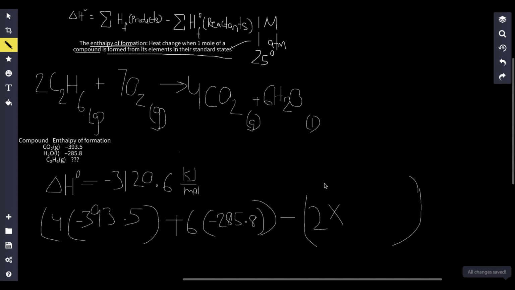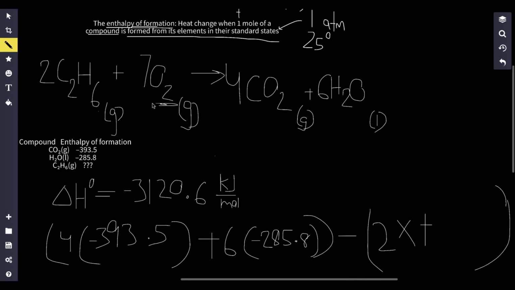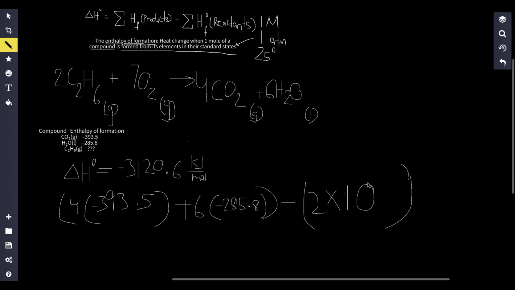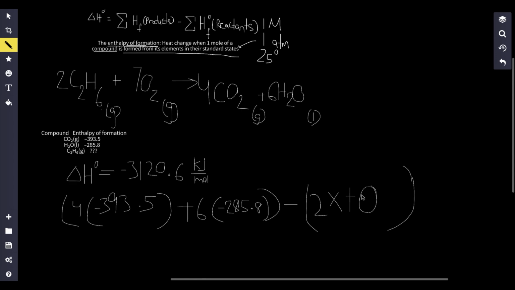And I'm going to add this to the formation for oxygen gas. But once again, remember that if you have an element already in its standard state, it's already oxygen gas, in its gas phase, an element by itself, well, the enthalpy of formation for that is going to be 0. It could be diatomic, which is still a single element, and it's already in its standard state condition. So the enthalpy of formation for that is going to be 0.